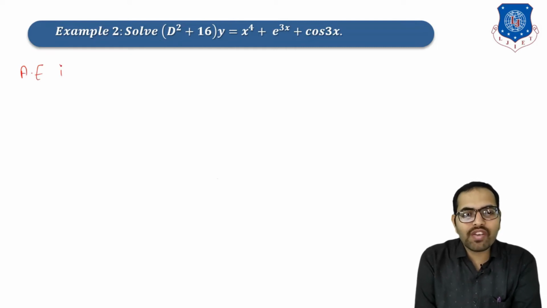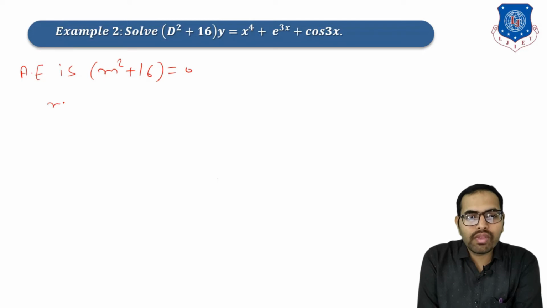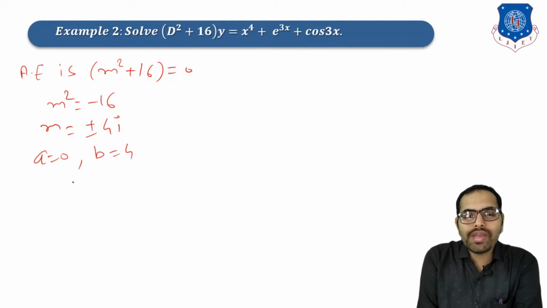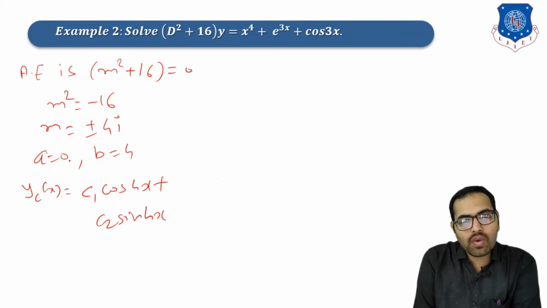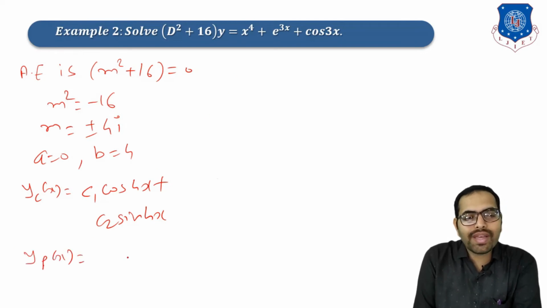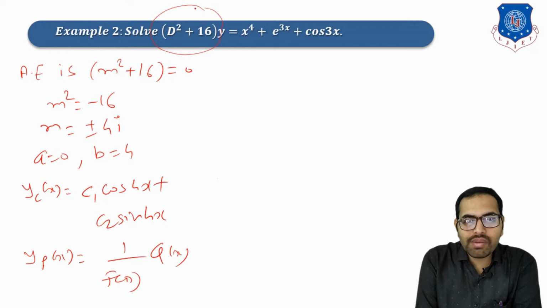Our auxiliary equation is m square plus 16 equal to 0, then m square equal to minus 16, then m is equal to plus or minus 4i. Here the value of a is 0, the value of b is 4, then yc of x equal to c1 cos 4x plus c2 sin 4x, because e raised to 0x is 1, where c1 and c2 are arbitrary constants. And we have the formula yp of x equal to 1 upon f of d into q of x. This term is indicated by f of d, and this term is indicated by q of x.